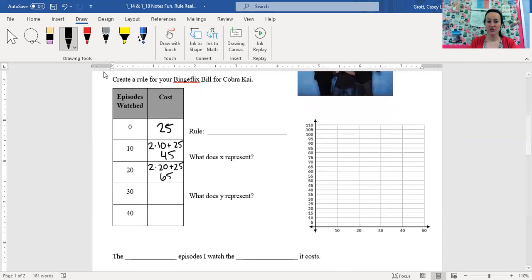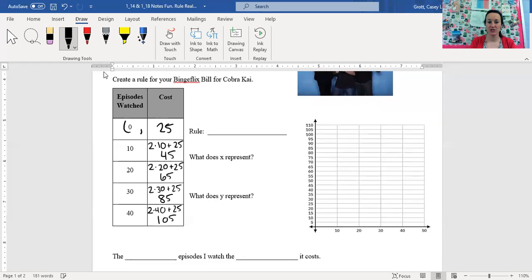Another person watched 30 episodes. So 2 times 30 plus the sign-up fee. This person ended up paying $85. Somebody else watched 40 episodes. $2 per episode, 2 times 40, plus the sign-up fee. They ended up paying $105. We see it on a table. Let's go ahead and put it into a graph.